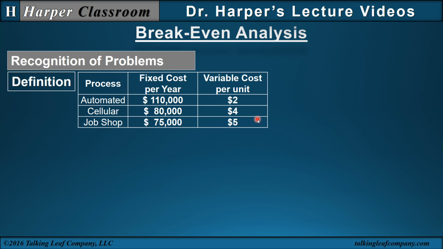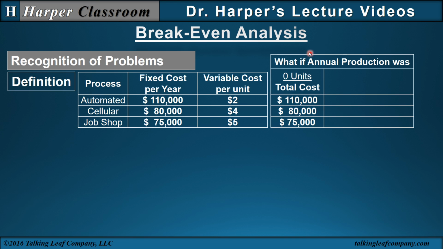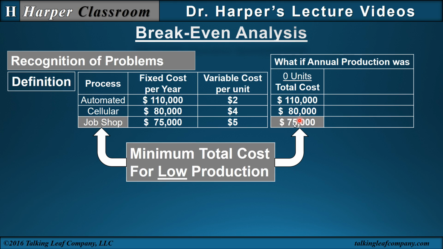The first is the extreme value approach. What if the annual production was very low, 0 units? The variable cost would be 0, and the fixed cost would be the cost. Well, the minimum cost now is going to be $75,000, which is job shop. So for low production, the minimum total cost is job shop.